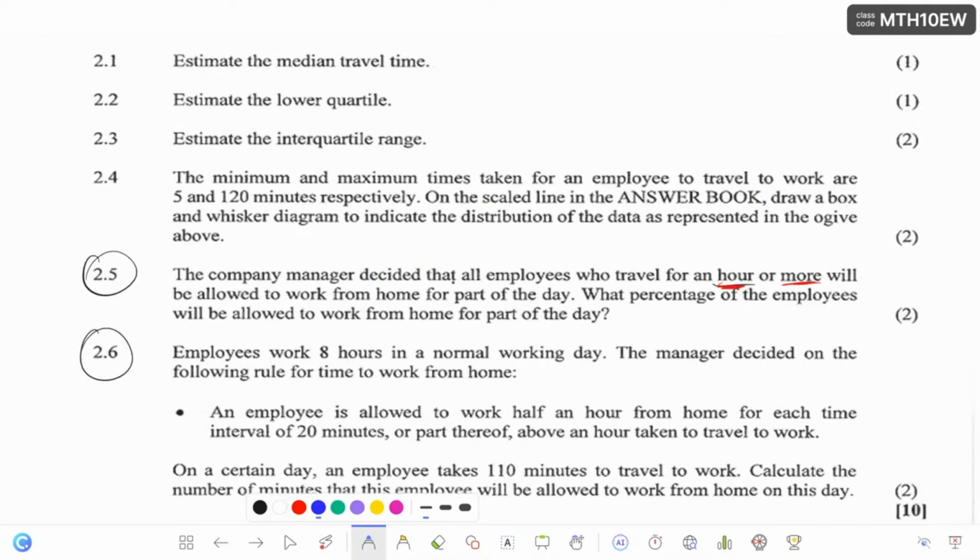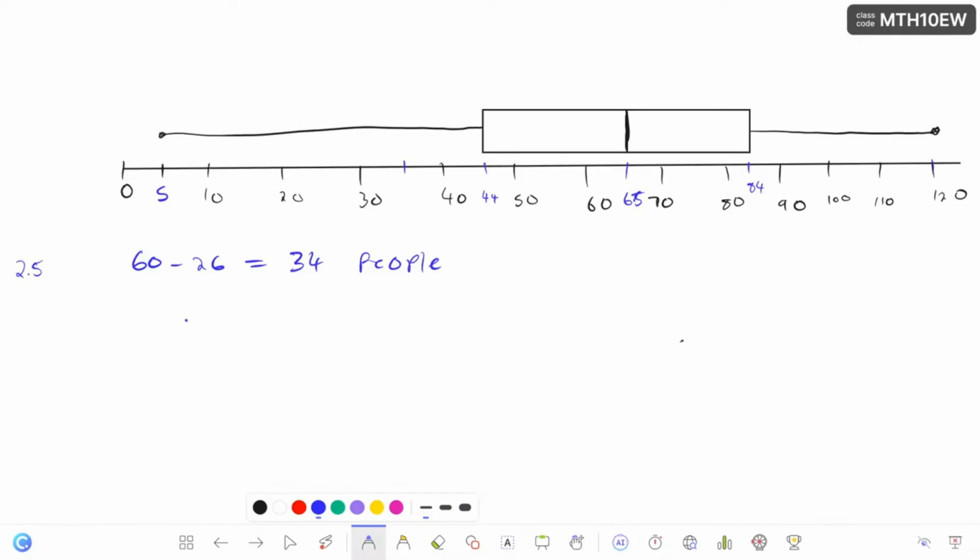But this question asks what percentage of the employees. So this one, you are simply going to say 34 over how many people in total? 60 times 100. So you are going to get that 56.67% of the employees are allowed to work from home.